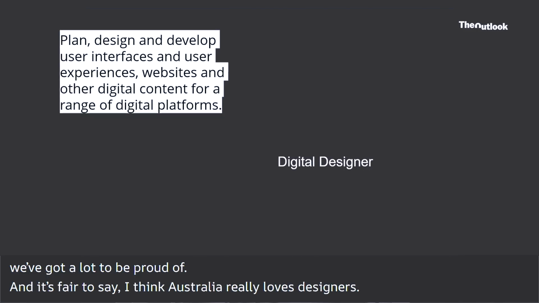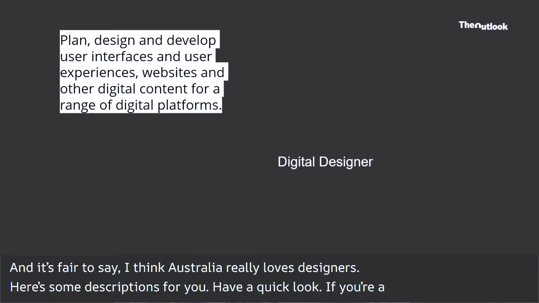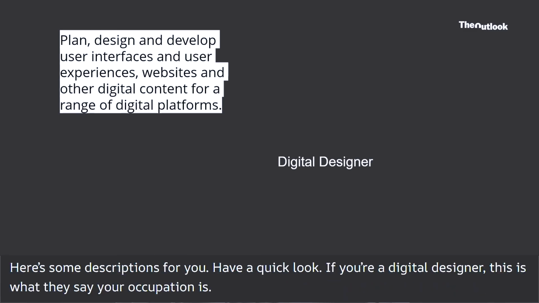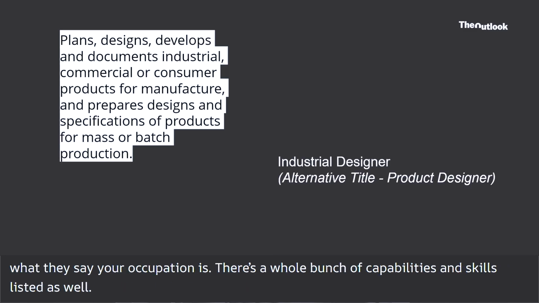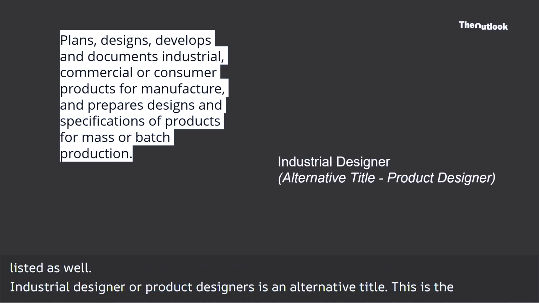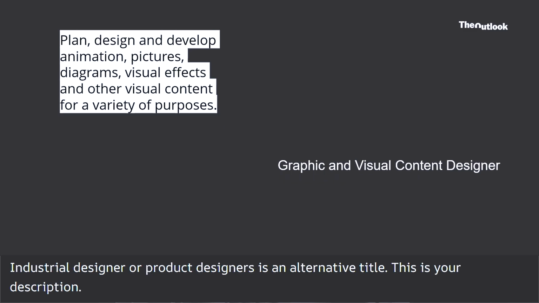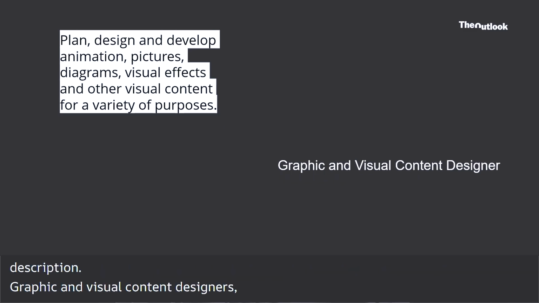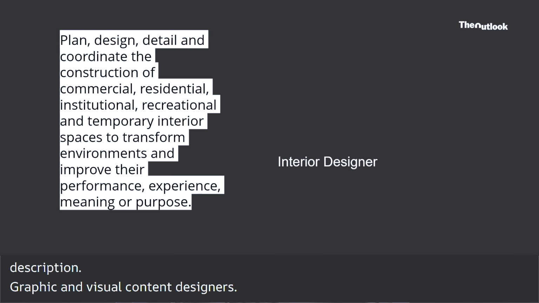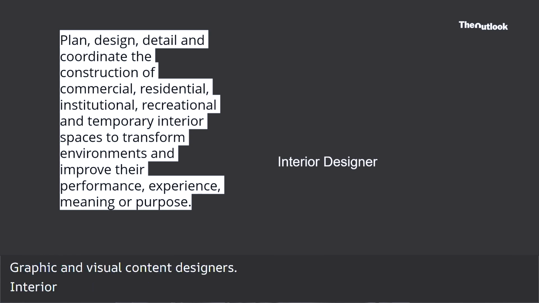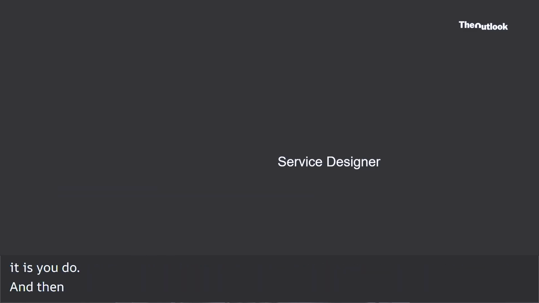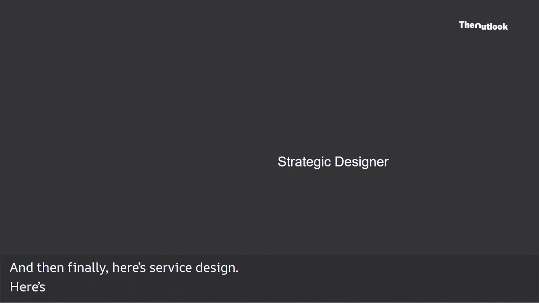Here's some descriptions for you. Have a quick look. If you're a digital designer, this is what they say your occupation is. There's a whole bunch of capabilities and skills listed as well. Industrial designer or product designers is an alternative title. This is your description. Graphic and visual content designers. Interior designers, if any of you are in the room, really need to talk to you about what it is you do. And then finally, here's service design. Here's strategic design. Might notice something.